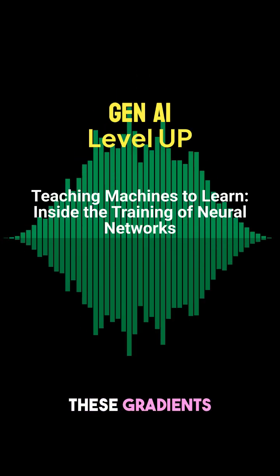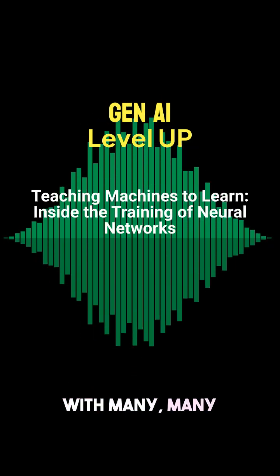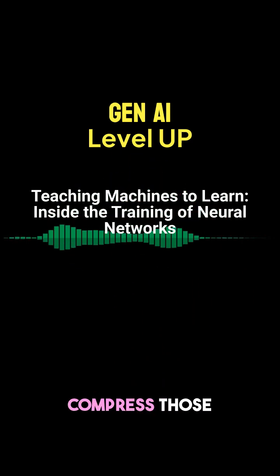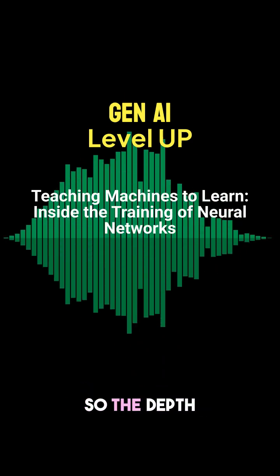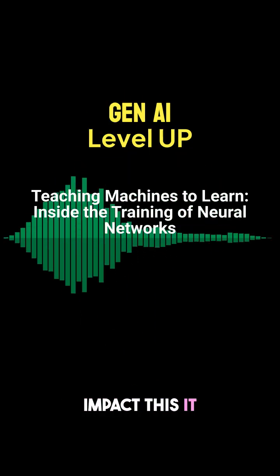And what causes these gradients to vanish? It can happen in really deep networks with many, many layers, or sometimes when you're using certain activation functions that compress those gradients. Okay, so the depth of the network and the type of activation function you're using can impact this. It can.